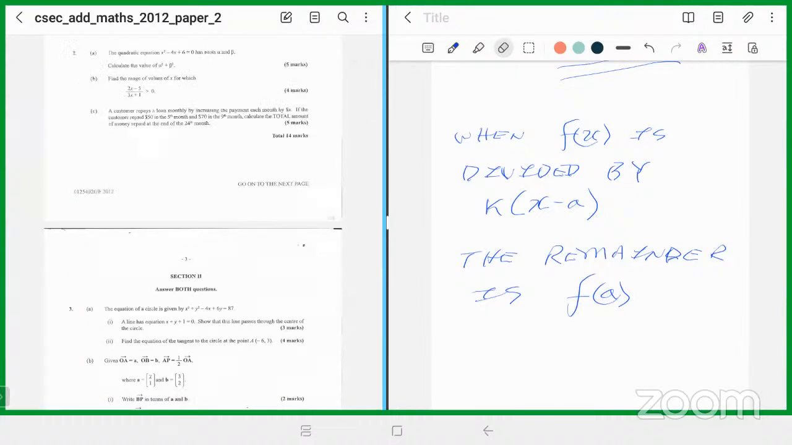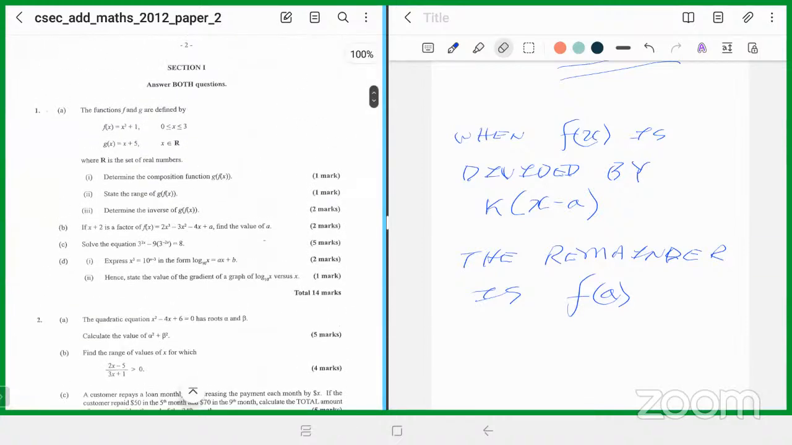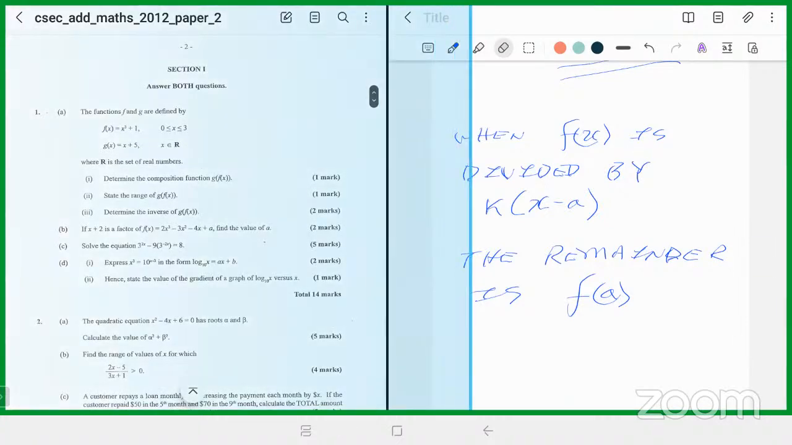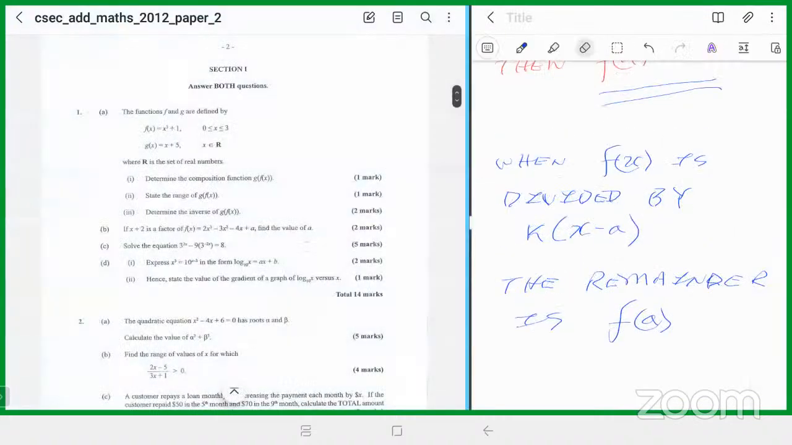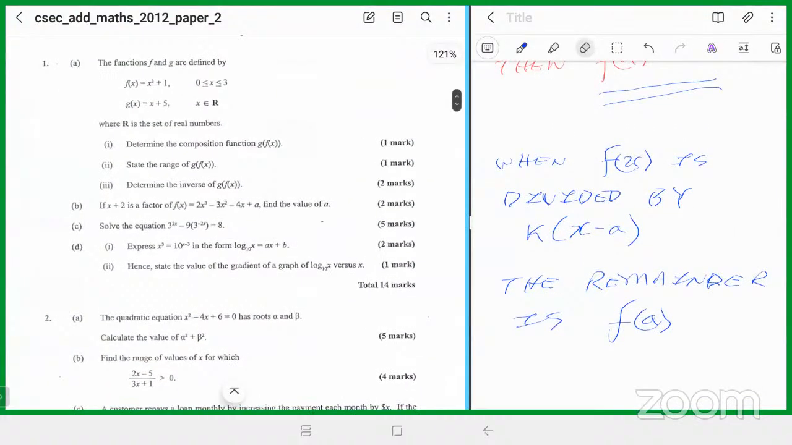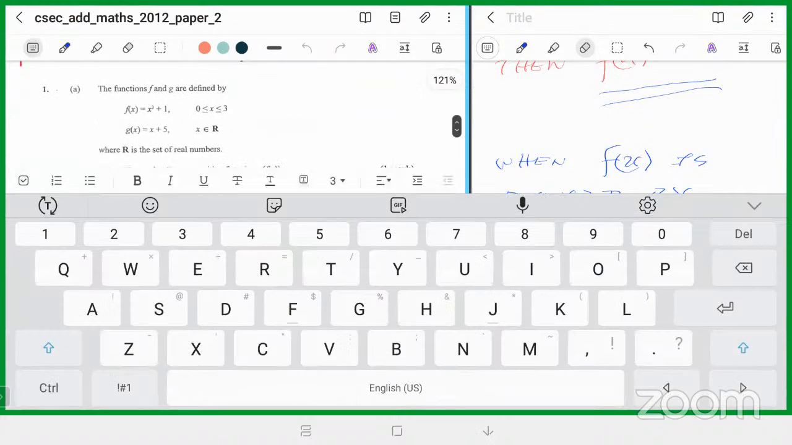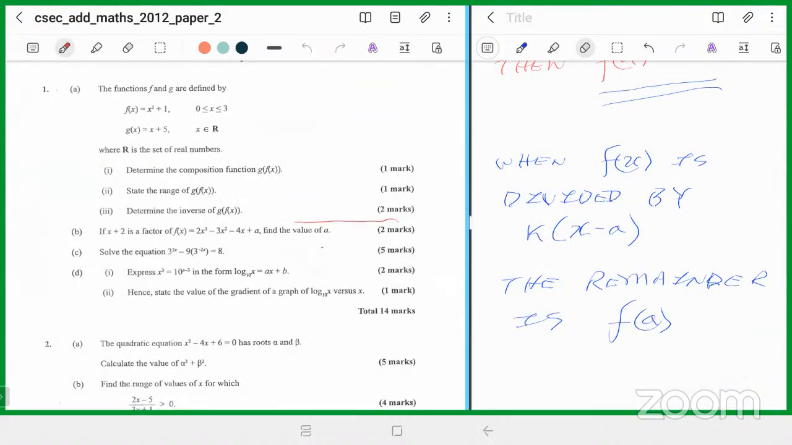All right, 2012. I'm looking again for the polynomial question. See it right here, more of the same. So we've done all of them, so anyone that gets this in the exam, you must crush it. It is 1 mark, you want the 1 mark. It says, if x plus 2 is a factor, find the value of a.